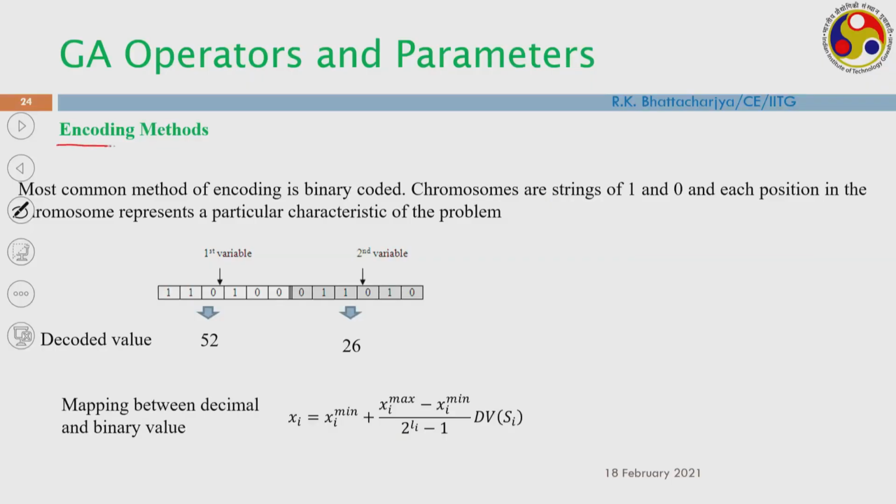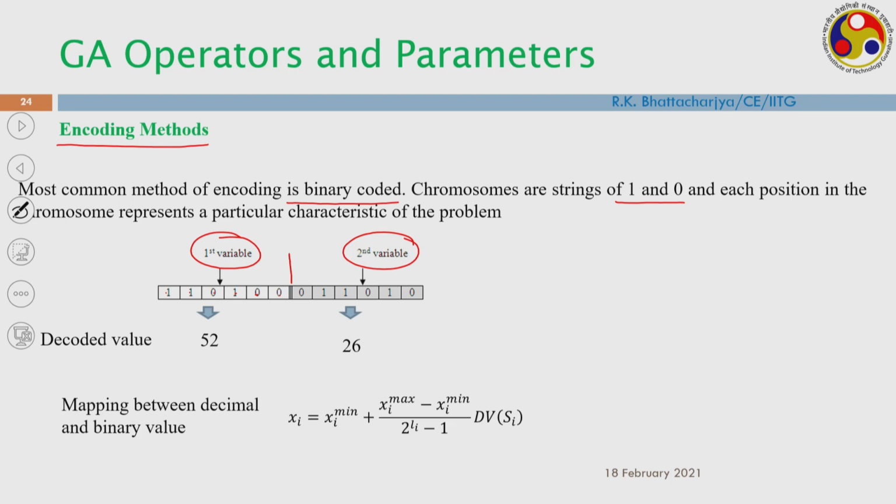The encoding method. The most common method of encoding is binary coded. Chromosomes are strings of 0 and 1, and each position of the chromosome represents a particular characteristic of the problem. I have shown here a string, and we have two variables, variable 1 and variable 2. Here it is a 6 bit string: 1, 2, 3, 4, 5, 6, the first 6 bits represent variable 1 and the next 6 bits represent variable 2.